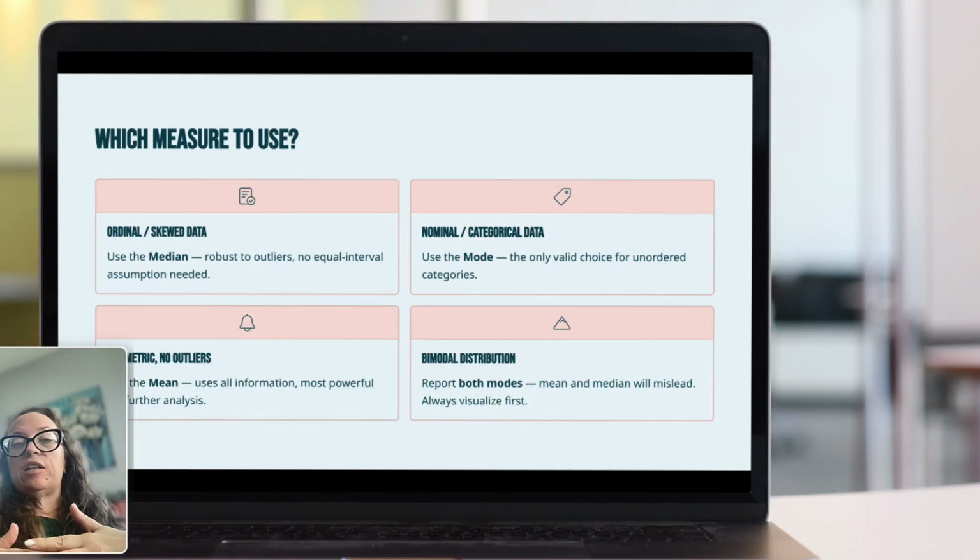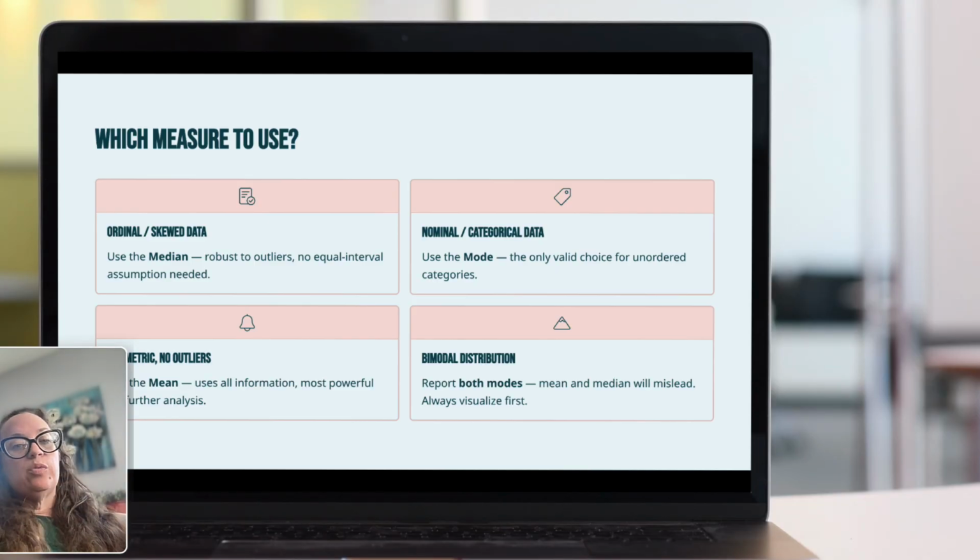So for skewed data like income, median is usually more appropriate than mean, even though both are technically legitimate. All right, so to summarize this, nominal data is mode only. Ordinal data, median is preferred, mode is also fine, but the mean is questionable. Interval and ratio data, all three are possible, and you choose based on the distribution shape and the purpose.